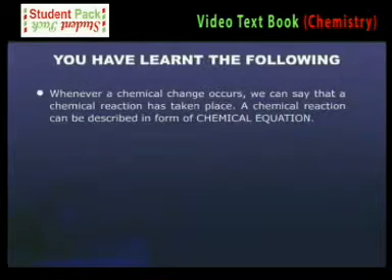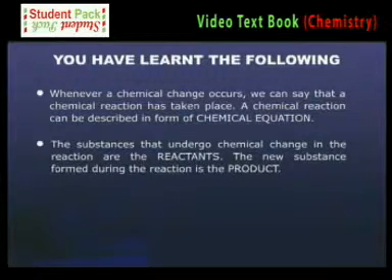In this video you have learnt, whenever a chemical change occurs, we say that a chemical reaction has taken place. A chemical reaction can be described in the form of a chemical equation. The substances that undergo chemical change in the reaction are the reactants. The new substance formed during the reaction is the product.